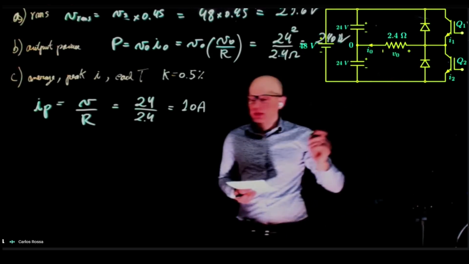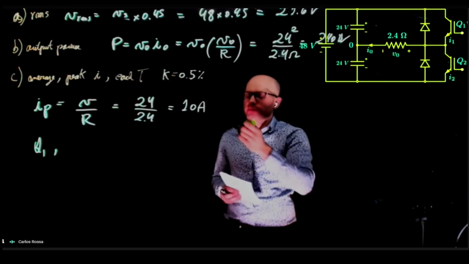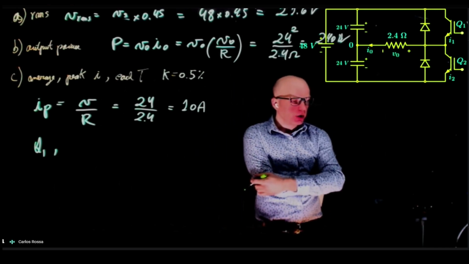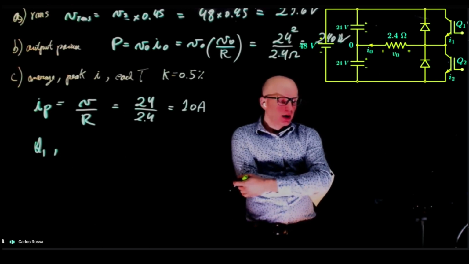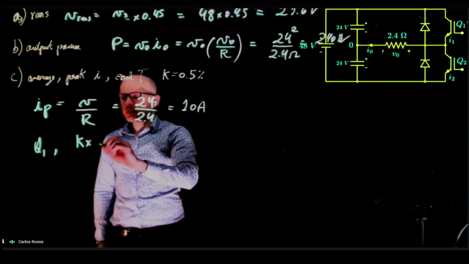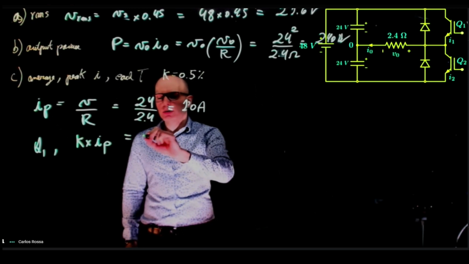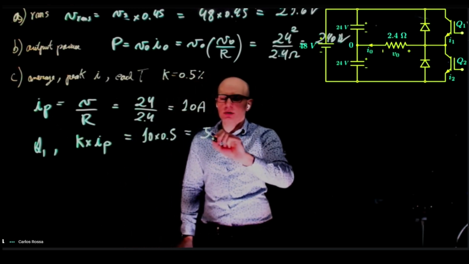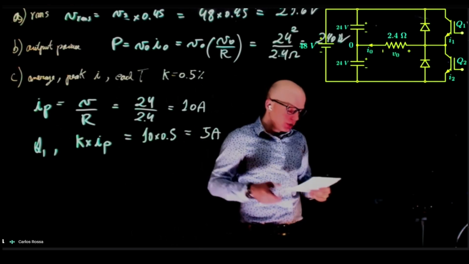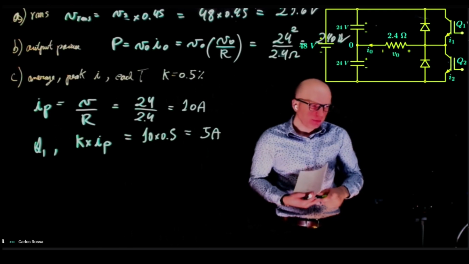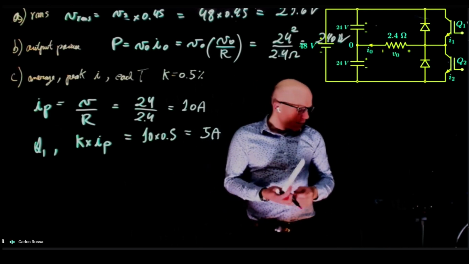Now let's look at transistor, let's say Q1. Q1 conducts for 50% of the time because our duty cycle is 0.5. So what is the average current through transistor Q1? It's k times Ip, the peak current, which is simply 10 times 0.5, that is 5 amps. That makes perfect sense. It conducts half of the time for a peak current of 10 amps. Each transistor has an average current of 5 amps.